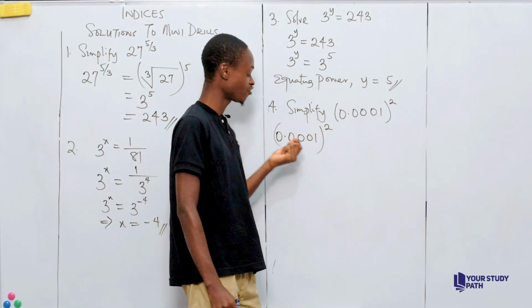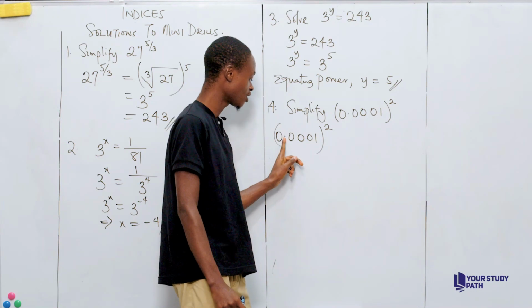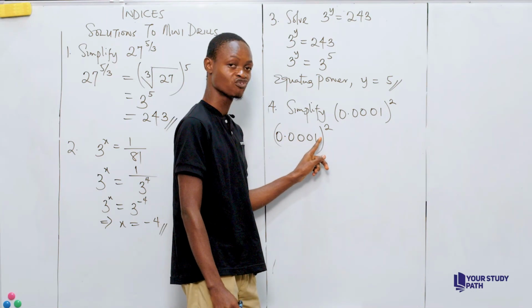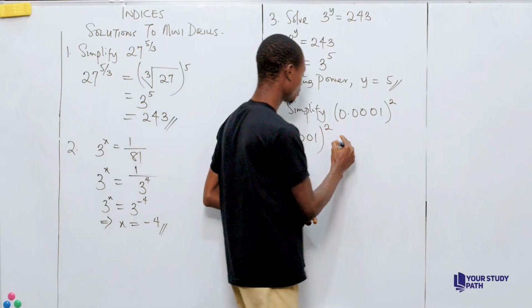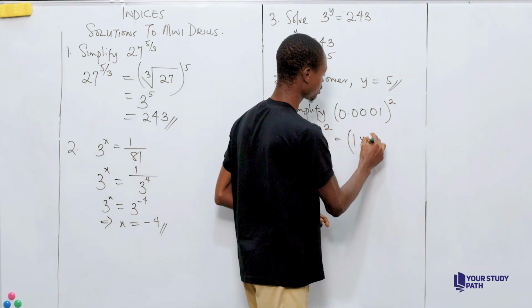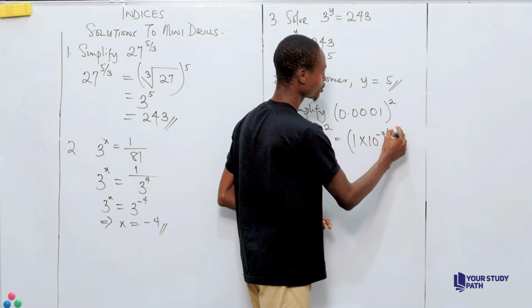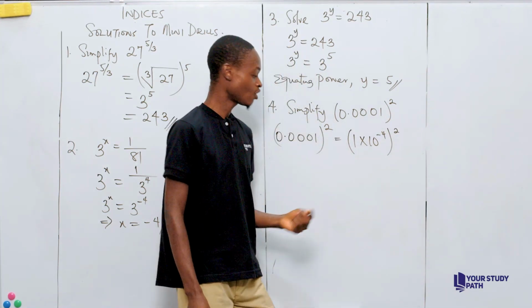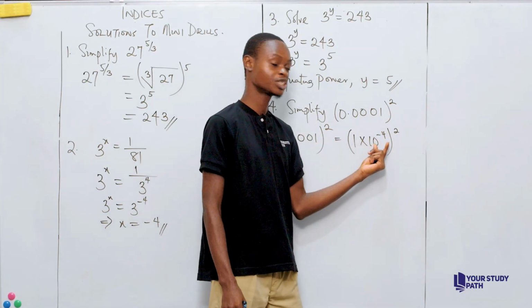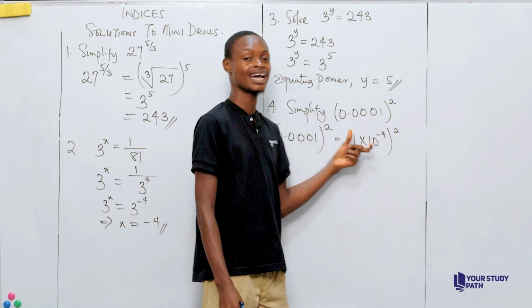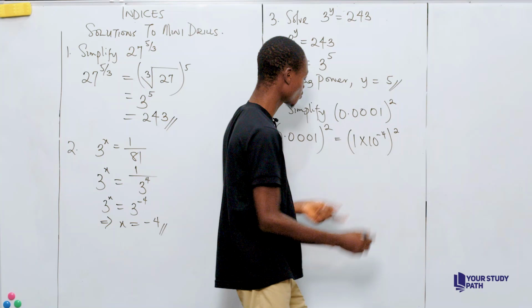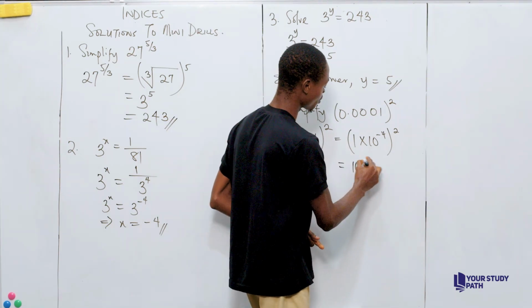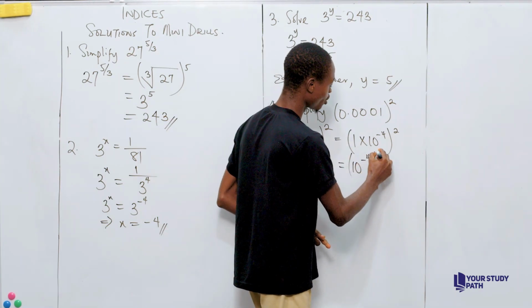We can convert this to standard form. This is the position of the decimal point. So we have 1, 2, 3, 4 movements towards the right, so it becomes a negative power. So we have this as 1 times 10 raised to the power minus 4 raised to the power of 2 outside. Don't forget, 1 times any number gives you that number back. So 1 times 10 raised to the power minus 4 is the same thing as 10 raised to the power minus 4 all raised to the power of 2.